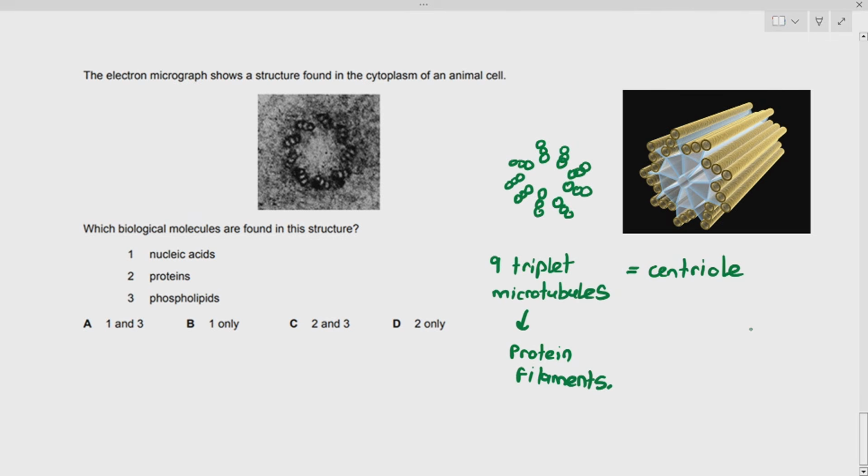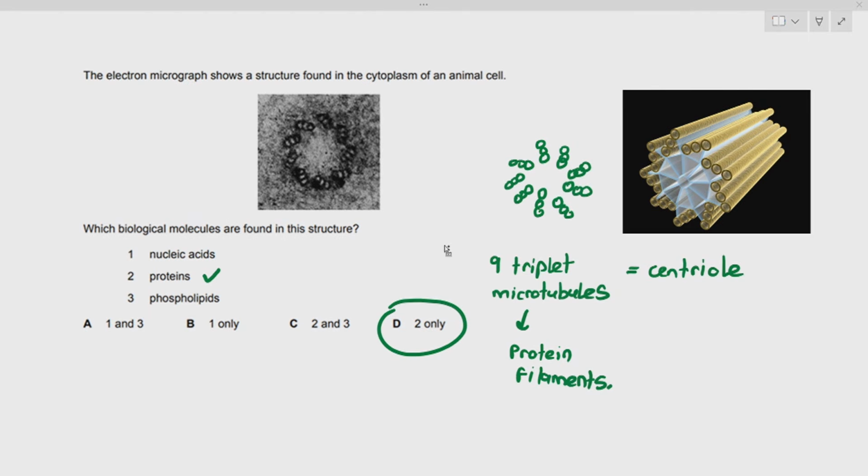Centriole is that cylindrical structure, and I'm just going to show you a picture of that. That's just one centriole. I hope you can see. So the image is showing the cross-section of a centriole, and this image over here is like a 3D rendering of how a centriole is supposed to look like, right? So it's like a cylindrical shape. And of course, centrioles are definitely made out of only proteins here because they are microtubules.